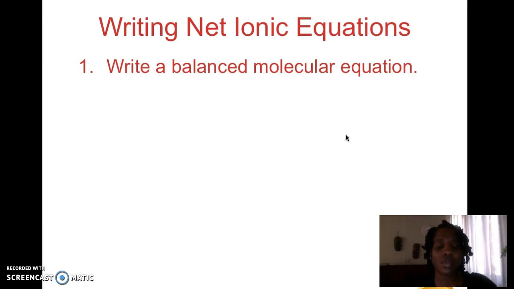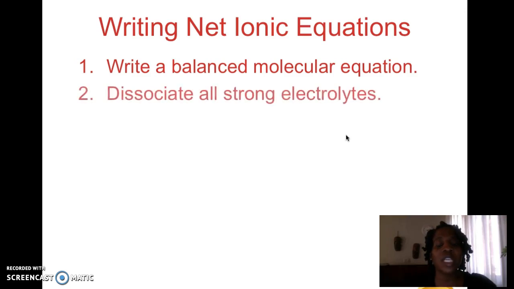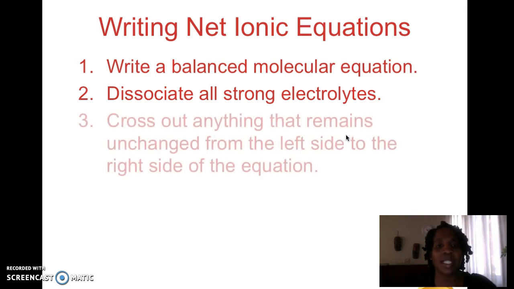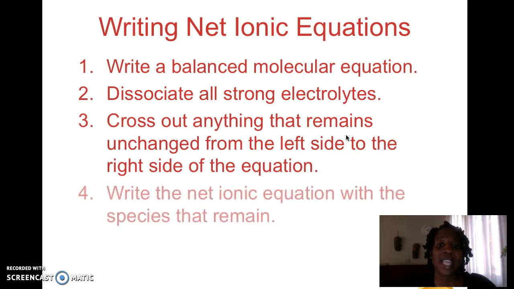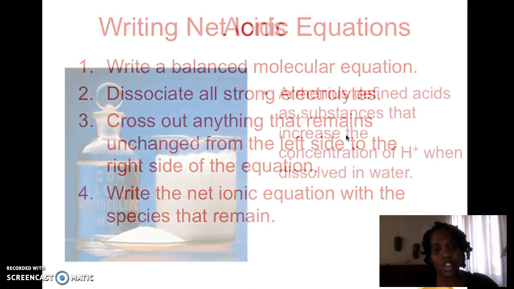So let's just review that again. To write the net ionic equation, you first start with your balanced molecular equation, then dissociate everything that dissociates completely, all your strong electrolytes, your soluble ionic compounds, your strong acids, your strong bases, etc., and then cross out any species that remains unchanged in physical state from the left and the right side. What remains is your net ionic equation.